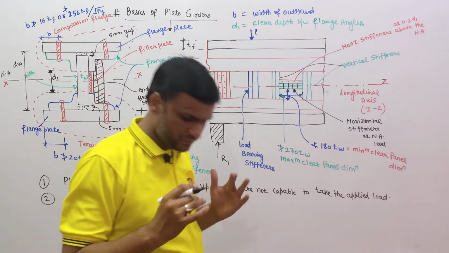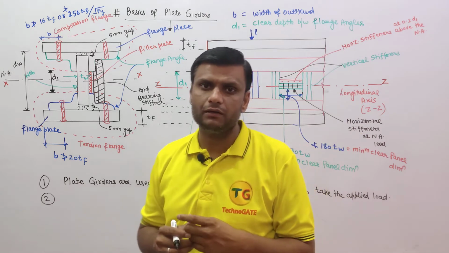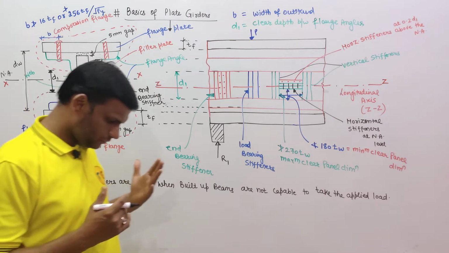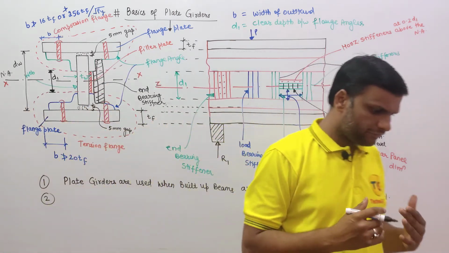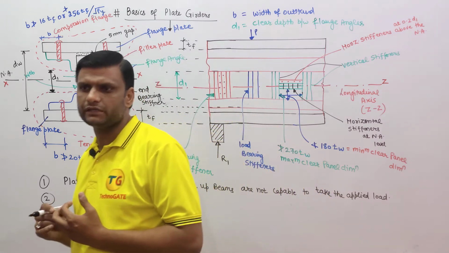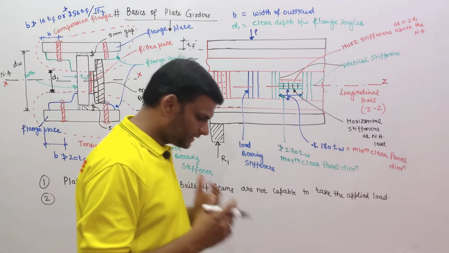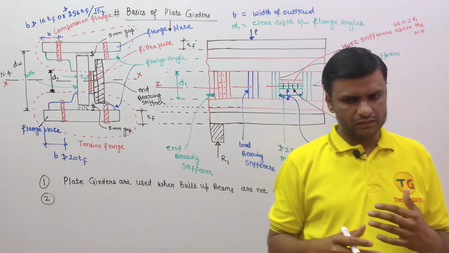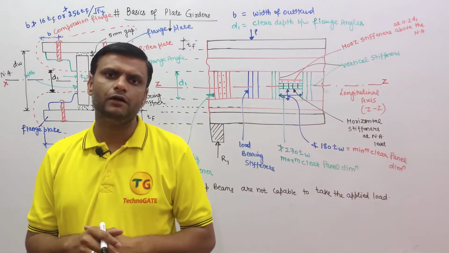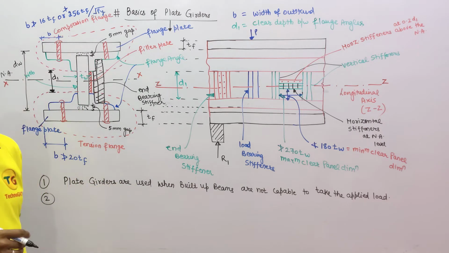Plate girders are used when the built-up sections are not capable. Since we have designed beams, we have learnt that if a single IS rolled section is not capable of taking the applied load, then built-up beams are used. If built-up beams fail, then plate girders are used. If plate girders fail, then plate girders with stiffeners are used. If those also fail, then roof truss girders are used. If roof truss girders also fail, then we have to redesign the section.